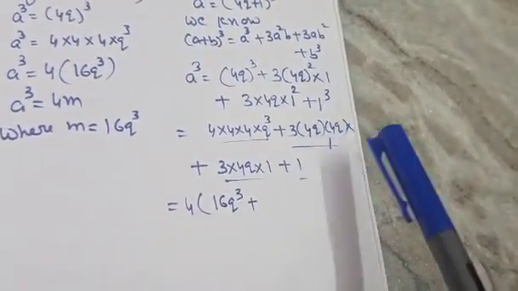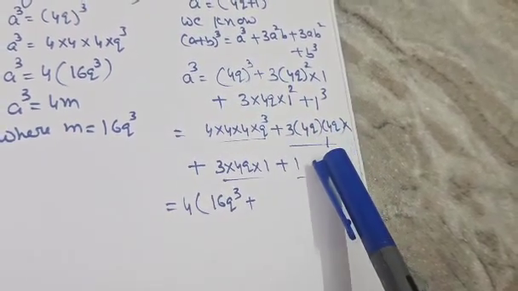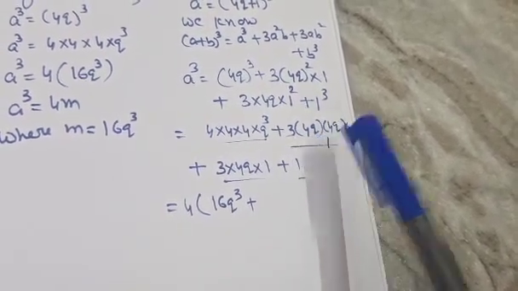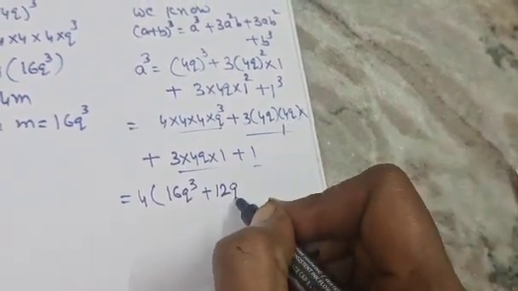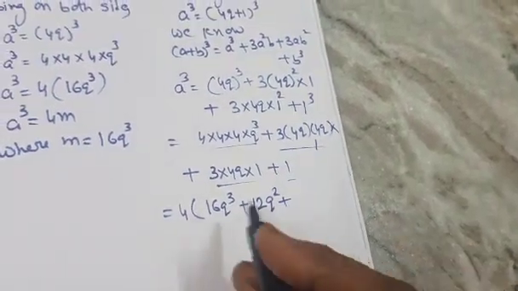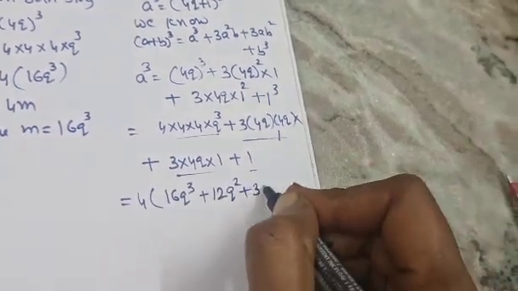Plus here you take 4 common. Still what is there? 3 is there, 4 is there, 1 is there. Multiply. 3 4s 12, 12 1s 12. q into q, q square. Here if you take 4 common, what is there? 3 into 1, 3. 1 q is there.